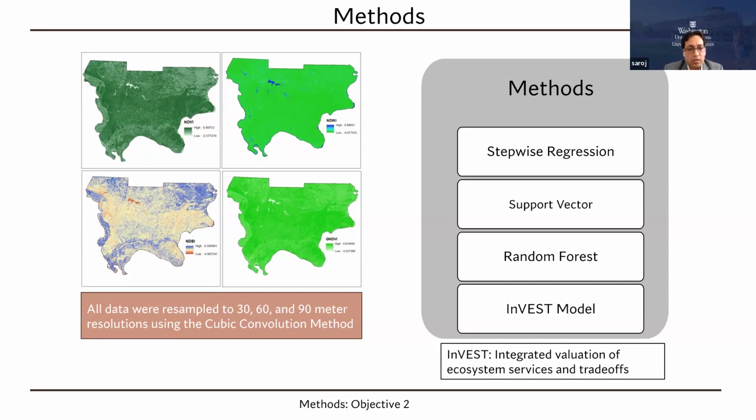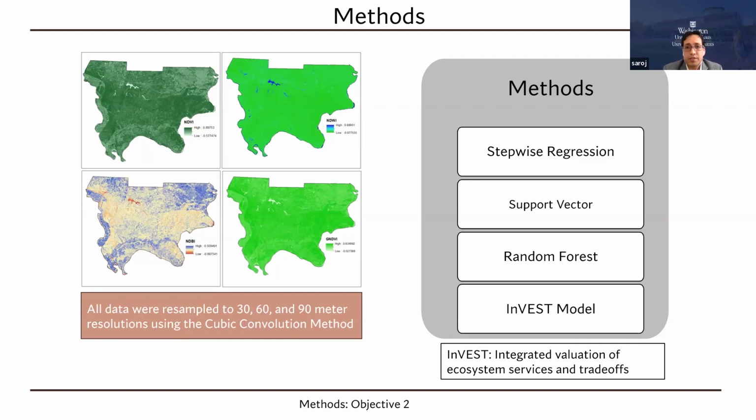Support vector machine is a supervised machine learning algorithm used for classification and regression. It finds a hyperplane and classifies the data based on that hyperplane into different classes. Based on those classes, in this case, a regression was made and a relationship was established and quantified the carbon. Random forest, as I explained earlier, is a combination of different decision tree models.